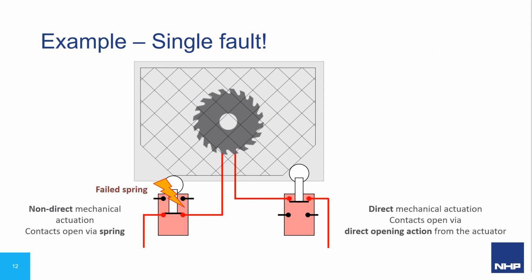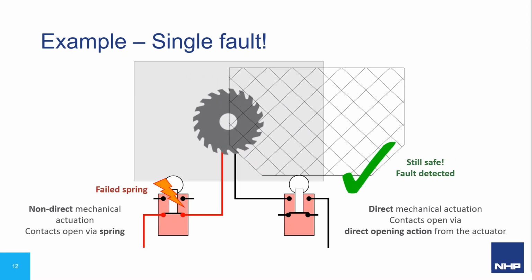But what happens when there is a single fault in one of the switches? A good example is where the spring fails inside the contact block of the switch on the left. When the guard is open, there is nothing there to open the contacts. If this was the only switch used on the guard, then this could lead to a dangerous state.